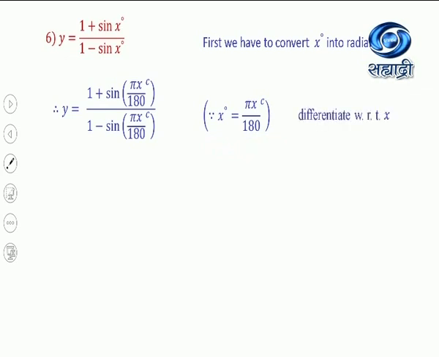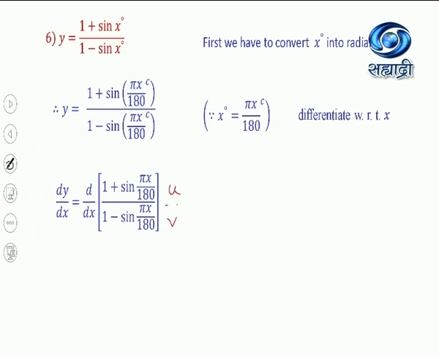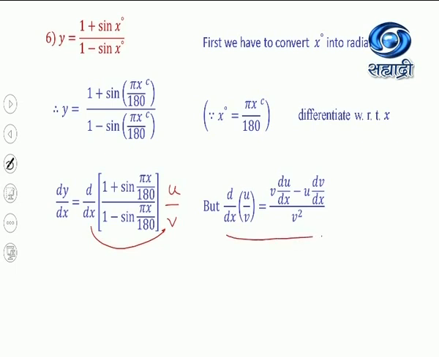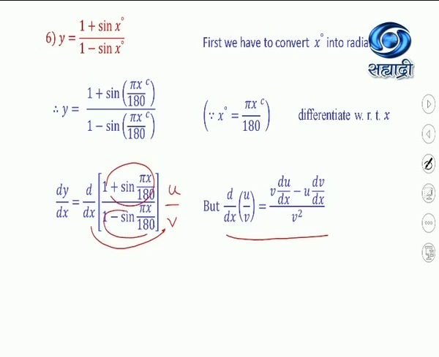Now differentiate with respect to x. What we get? dy by dx equal to d by dx of right hand side. Now d by dx of, this is our numerator, this is our denominator. Now see here, say this is u and this is v. d by dx of u upon v. Now you know very well, quotient rule is derivative of u upon v with respect to x is v into du by dx minus u into dv by dx upon v square. Now, say this numerator is u and this denominator is v.